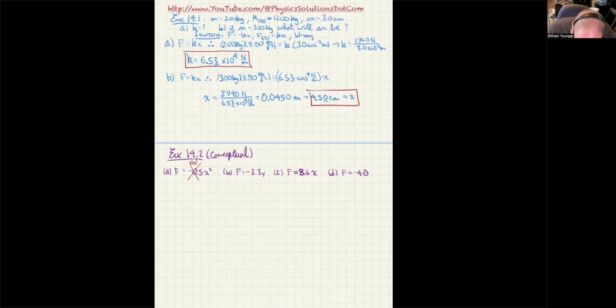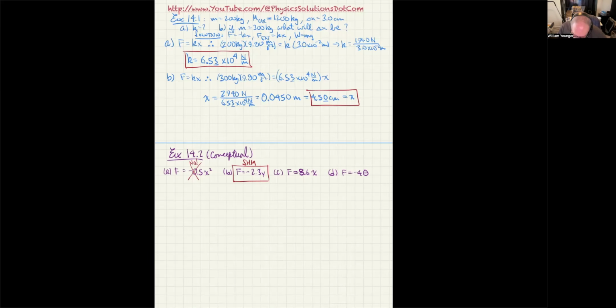Okay. If we look at part B or selection B, in this case, if we let y equal 3 centimeters, we'd see f would be negative 6.9. So that's good. If we said y equals negative 3 centimeters, then we see f would be positive 6.9. So that's good. So this one is definitely a candidate for simple harmonic motion. Notice how I wrote the SHM this time instead of SHO.